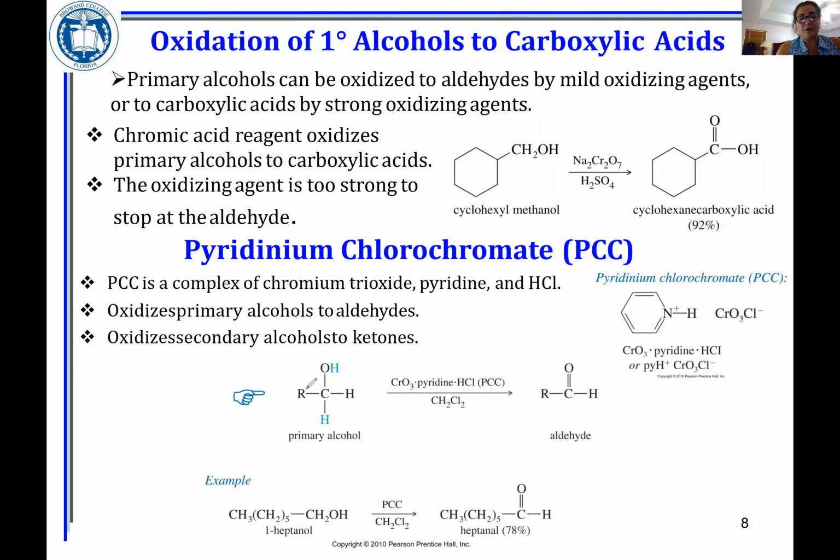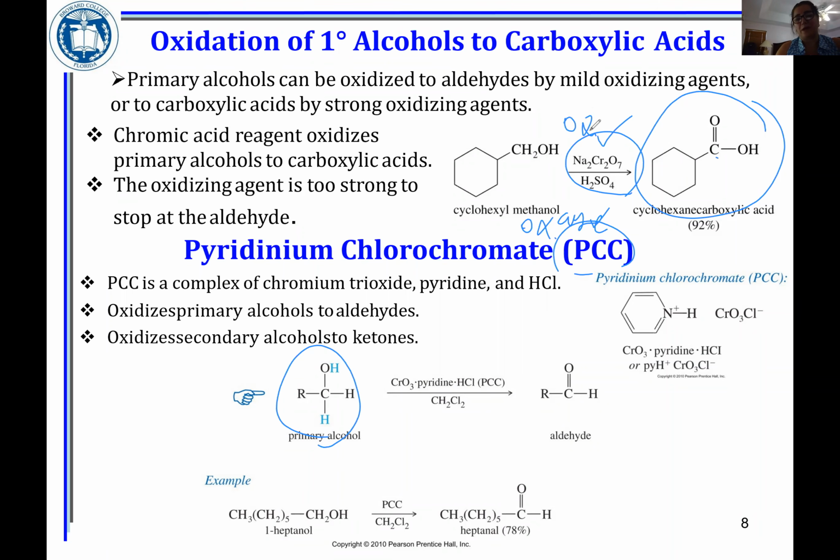Let's say you have a primary alcohol and the final product is a carboxylic acid. In multiple choice questions, you might have PCC as one of the choices, then sodium dichromate, and then sodium borohydride. The only way you can answer those questions is if you already know that these two are both oxidizing agents. This is an oxidizing agent, this is also an oxidizing agent. So you need to know this by heart.